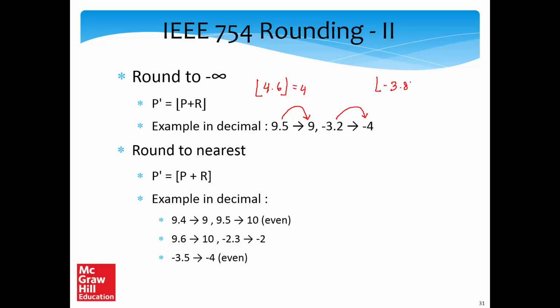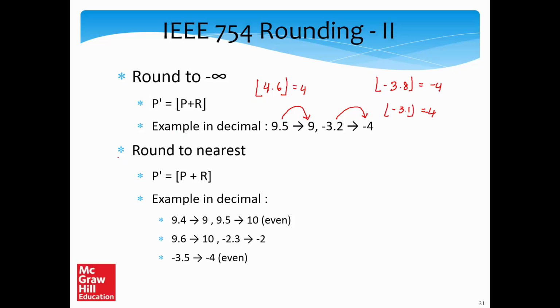Minus 3.8, we go to the integer that is lower than it, that is minus 4. In fact, even for minus 3.1, we go to the next lower integer, which is minus 4. So what are the three modes that we have discussed right now? Straightforward truncation, round to plus infinity, and round to minus infinity.